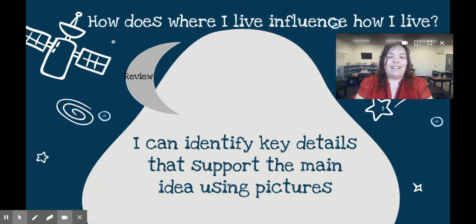So as a review, today we are talking about identifying the key details. So those are like who, what, where, when, why, that support your main idea. And we are doing that by using pictures. We are also going to be thinking about during this unit, how does where I live influence how I live?